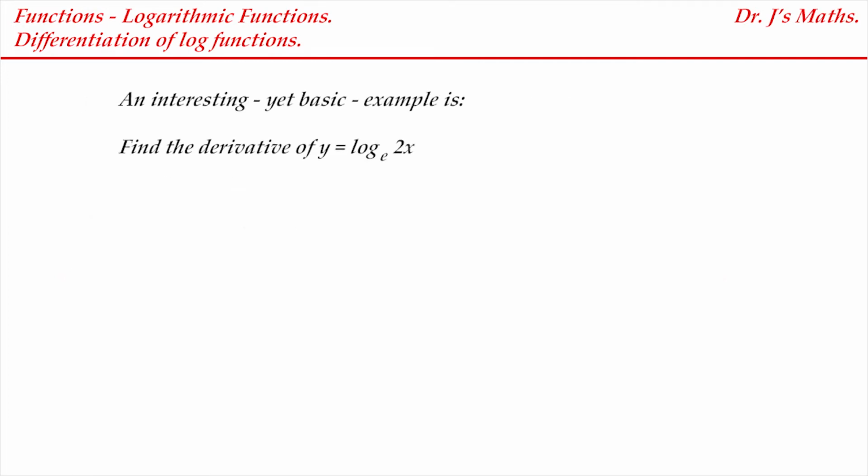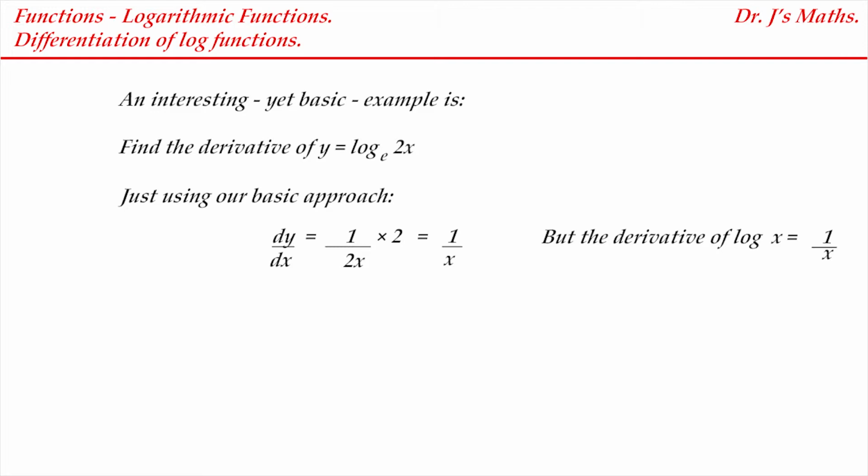An interesting yet basic example is when we have to find the derivative of y is equal to log 2x to the base e, for example. Just using our basic approach, we find that dy/dx is equal to 1 over the 2x times the 2, which is equal to 1 over x. But the interesting thing is that the derivative of log x, not the 2x, just the x, is also 1 over x. So why do we get the same result?